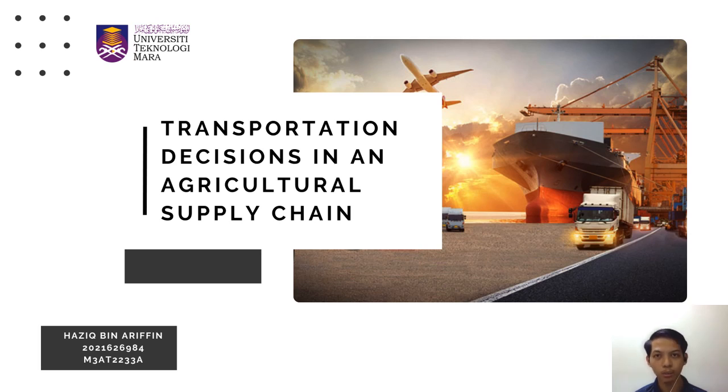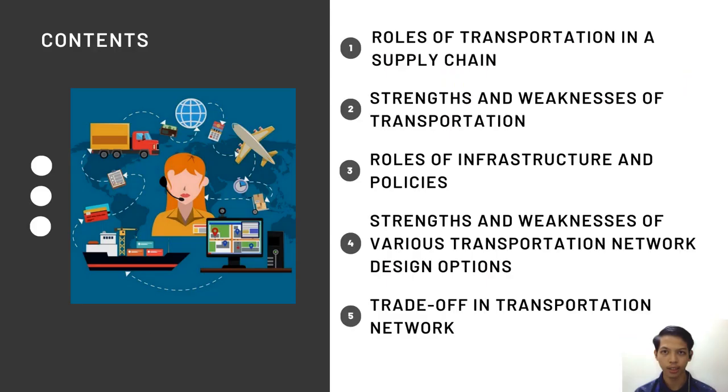So today I would like to present about transportation decisions in the agricultural supply chain. There are 5 factors to consider when making a transportation decision in an agricultural supply chain, including the roles that transportation plays in the chain, its advantages and disadvantages, how it relates to infrastructure and policies, and the benefits and drawbacks of different design options. The trade-off in the transportation network comes last.